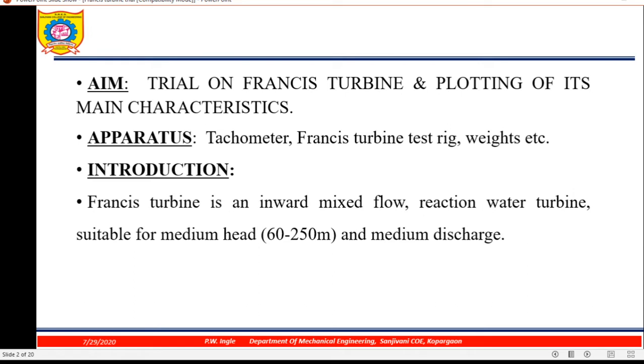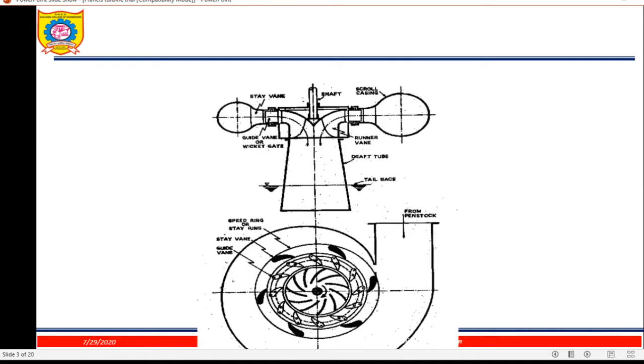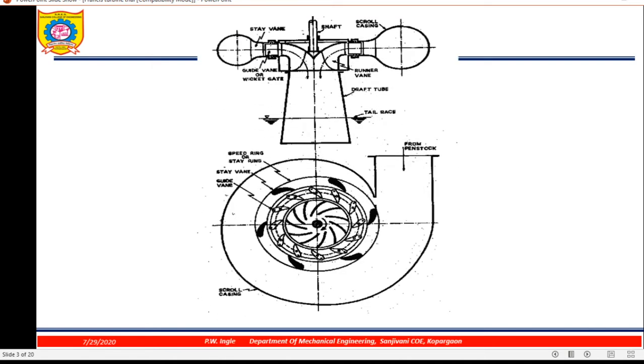Now we know that the Francis turbine is an inward mixed flow reaction water turbine, and it is suitable for medium head and medium discharge. Okay, so these are the constructional features of Francis turbine. We already discussed this part in detail during the theory video lectures.